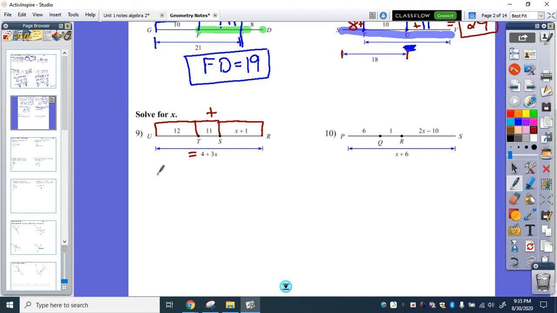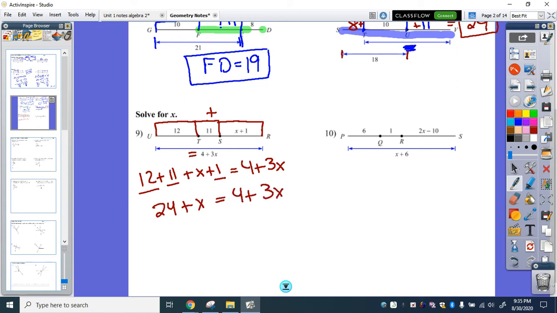So if we write an equation for this, 12 plus 11 plus x plus 1 equals 4x plus 3. Oops, sorry, 4 plus 3x. Let's change that, 4 plus 3x. So let's add together some like terms in here. We have 12, 11, and 1 as whole numbers on the left. Well, that would add up to 24 plus x equals 4 plus 3x.